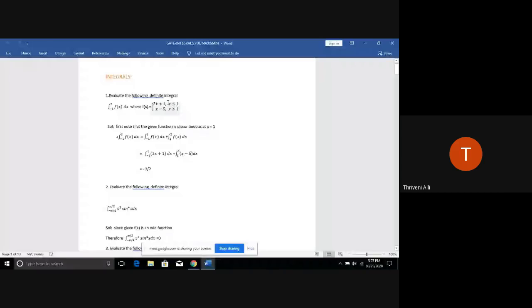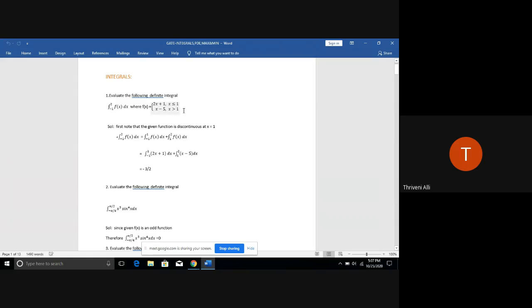Here the function is defined in intervals. The function is x minus 5 where x is greater than 1. This function is defined in two intervals. We have to first note that the total integral limits, minus 1 to 2, must be split into two parts, because we have two regions: x less than or equal to 1 and x greater than 1.